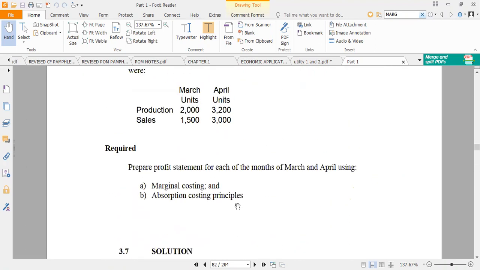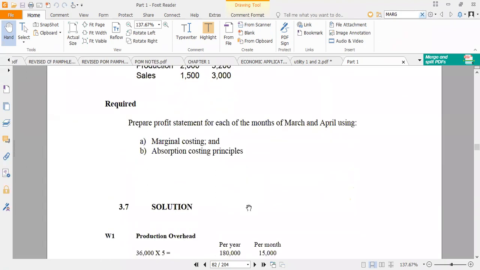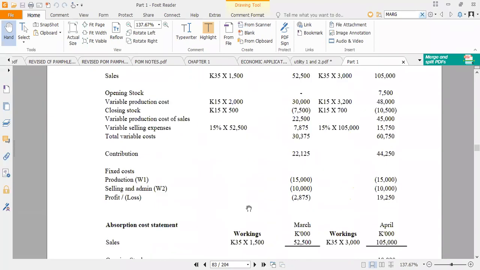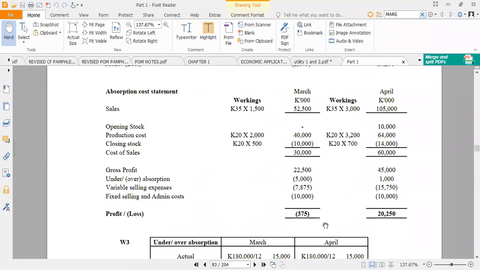From the question required, where we're supposed to look at the profit statement for each of the months, April and May, using absorption and marginal costing, these answers here are correct as I've gone through. The most important thing to understand here is which one uses the full product cost and which one uses the variable cost when computing the profit levels for each month. So this is what we have looked at today.